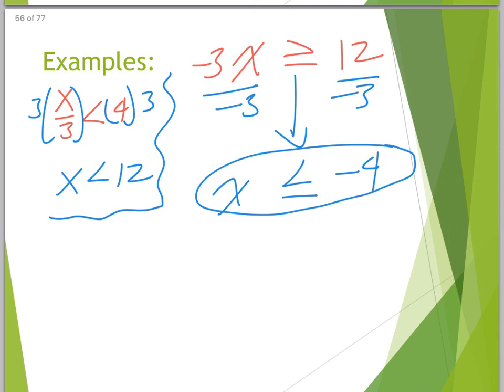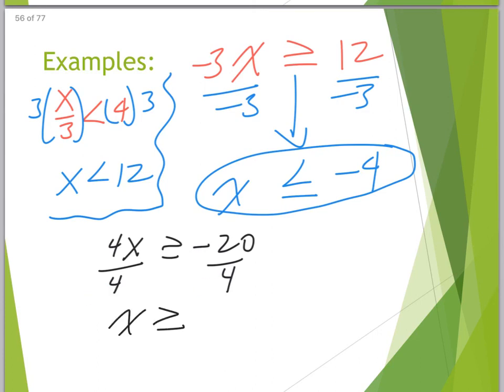Let me show you one more. If I have, let's say, 4x is greater than or equal to negative 20. I'm obviously going to divide both sides by 4. Now the thing is, yes, I have a negative here, but I did not multiply or divide by a negative in my quest to solve. So here, the inequality symbol does not change. It stays the same.